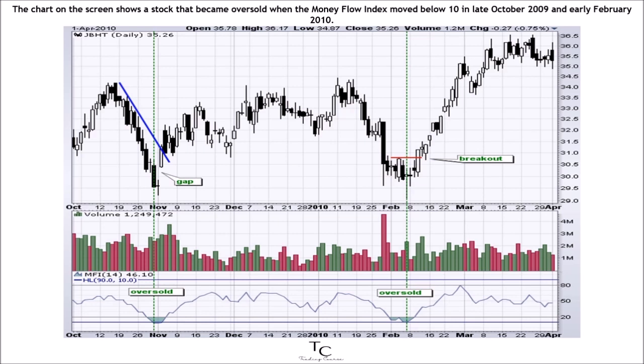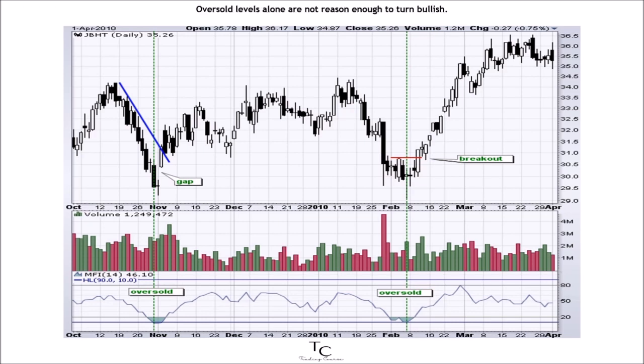The chart on the screen shows a stock that became oversold when the Money Flow Index moved below 10 in late October 2009 and early February 2010. The preceding declines were sharp enough to produce these readings, but the oversold extremes suggested that these declines were unsustainable. Oversold levels alone are not reason enough to turn bullish. Some sort of reversal or upturn is needed to confirm that prices have indeed turned a corner.